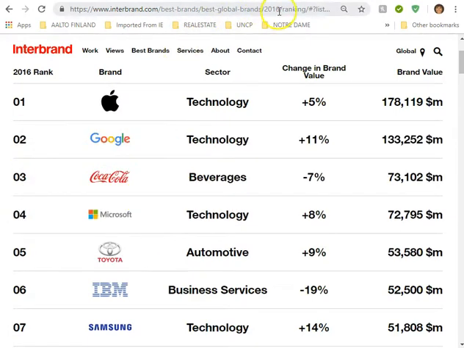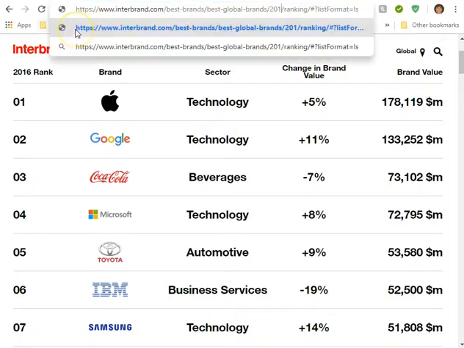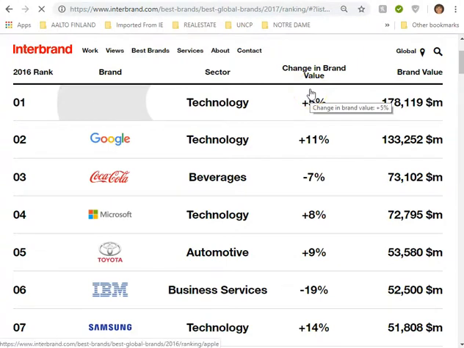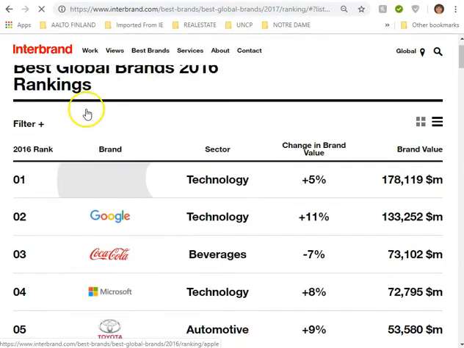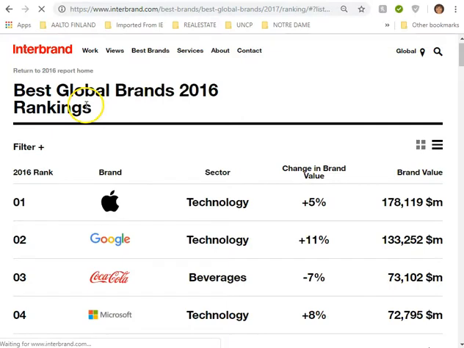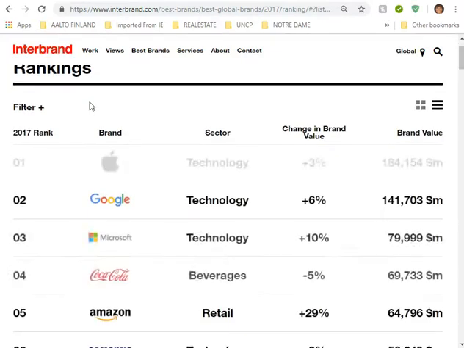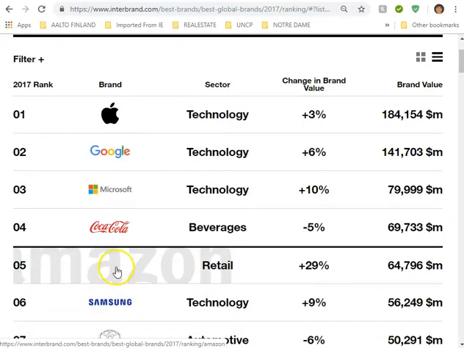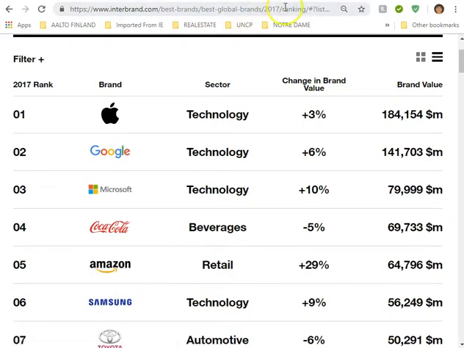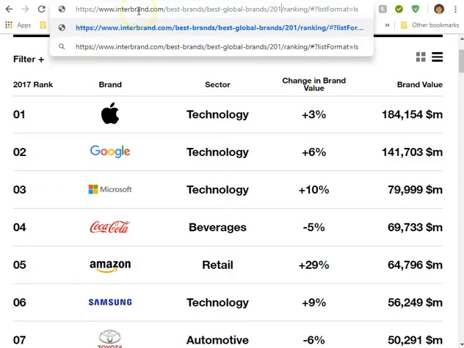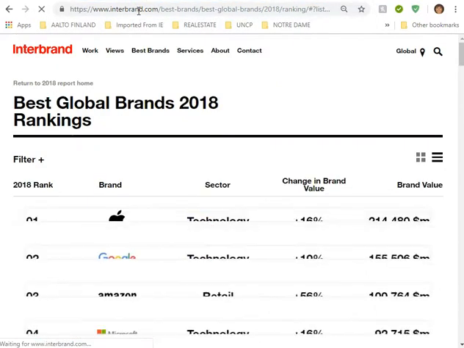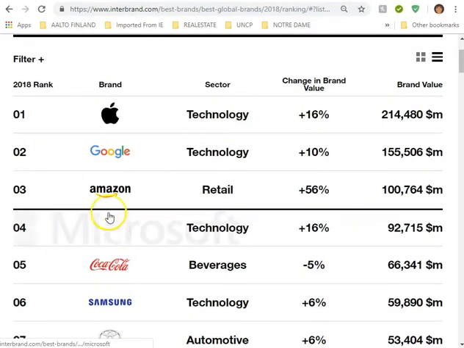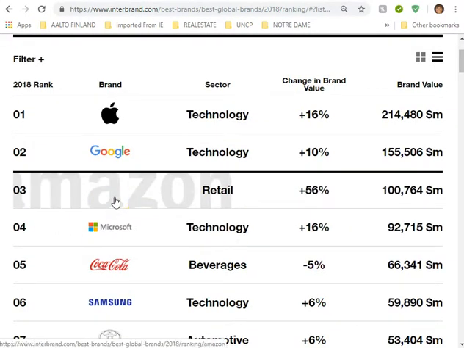Now let's go over into 2017 rankings. And notice that there's going to be a little bit of a difference here. So this is 2016 and then this is 2017. We still have Apple, we still have Google, but notice Amazon has sprung up into our list. And then 2018, notice that Amazon has now leapfrogged Microsoft into the 3rd place.